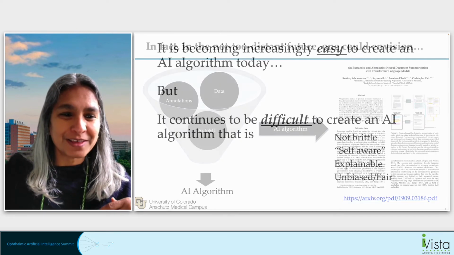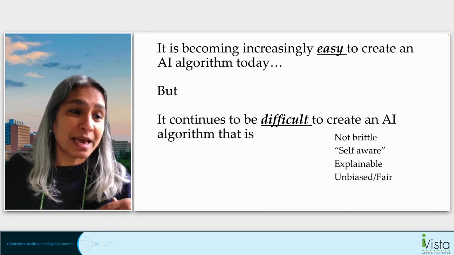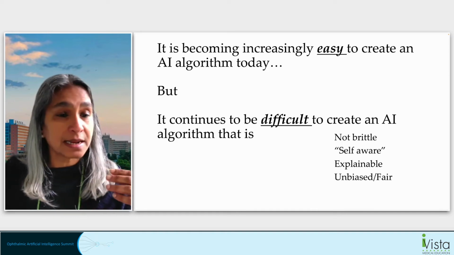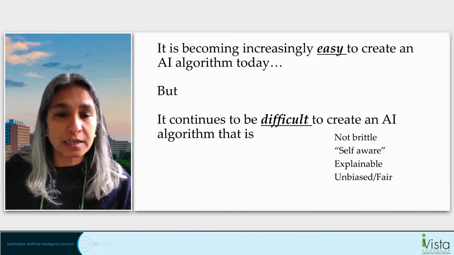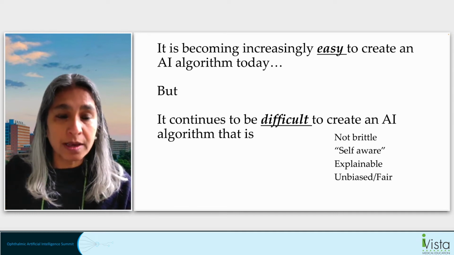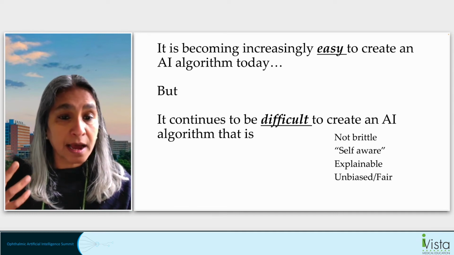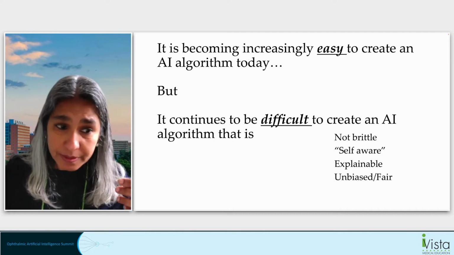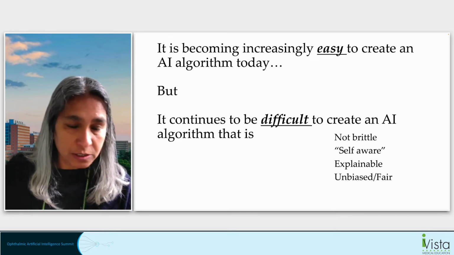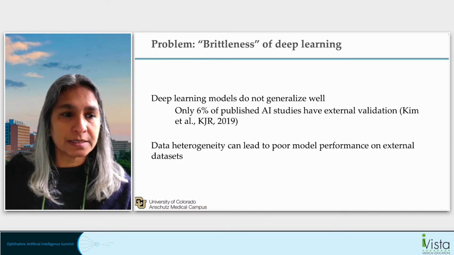But despite all of these advances, I would argue that it is still not trivial to create algorithms that are not brittle, that are sort of self-aware and know when they may be wrong, that are explainable, and that are unbiased and fair. So I would like to just touch upon some of these, again, based on our experiences, both in ophthalmology, but also more broadly in many of these other domains.